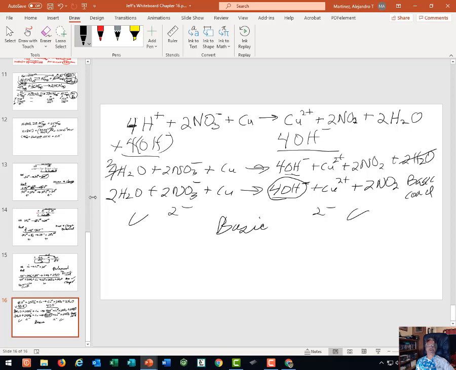So all you do, my suggestion is, balance under acidic conditions and then just add enough hydroxide ion to neutralize all the hydrogen ion that's in excess in your reaction. So if it's 4 hydrogen ions in excess, you just add 4 hydroxide ions, and that will balance you out.